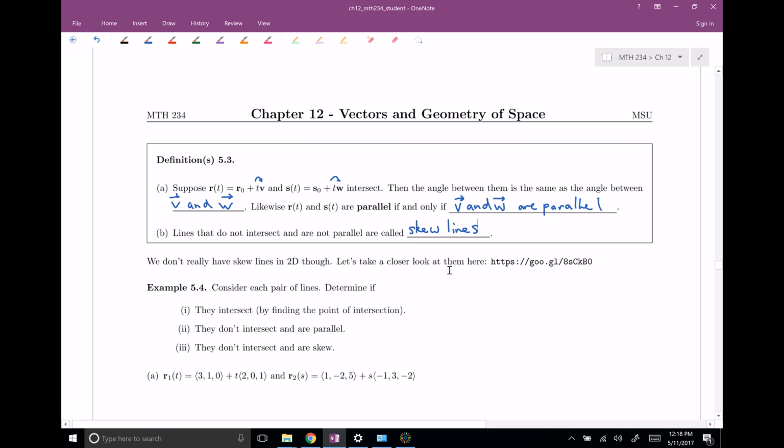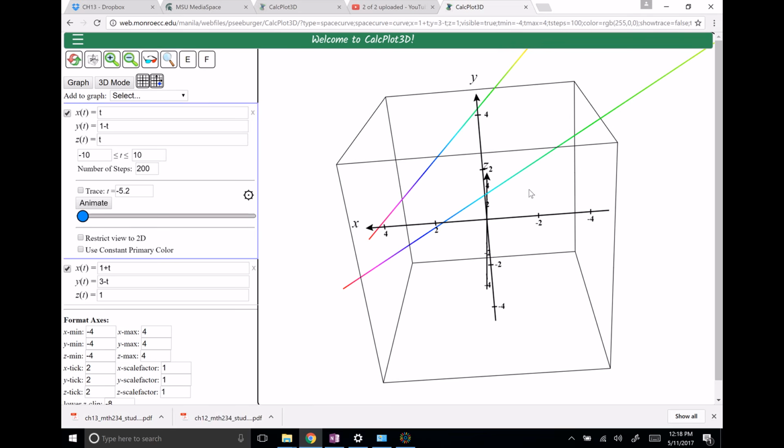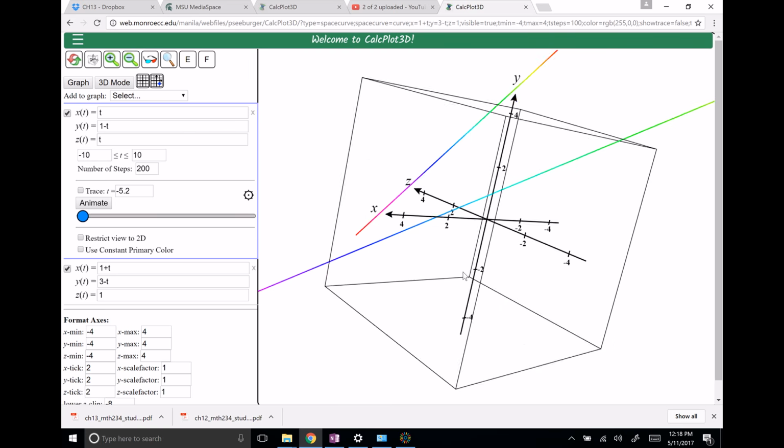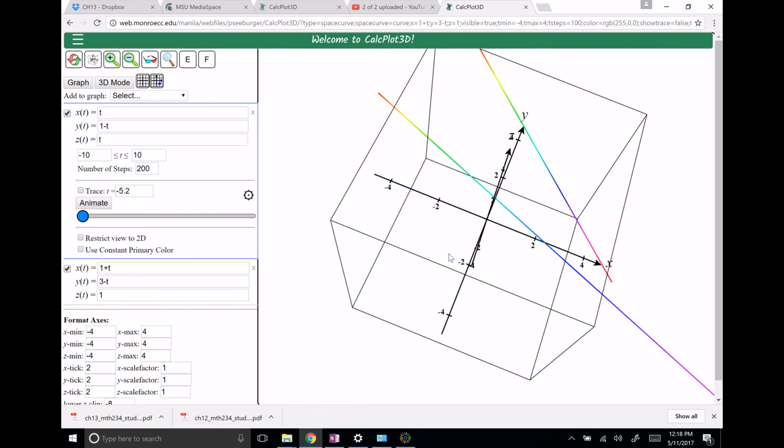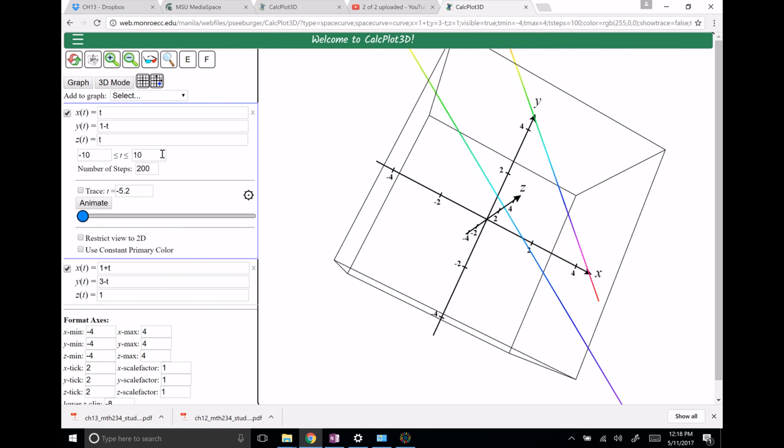If you click on this, it links to Monroe's 3D Calc Plotter. I actually have it up right here, and you can see I have these two lines already graphed for us. Right now, it looks like they probably intersect, so they're not parallel to one another. But as you spin this around, you can see that, actually, they're not parallel, but they don't seem to intersect.